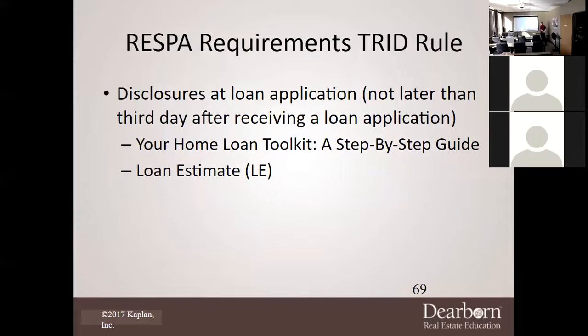Now, RESPA requirements in regards to the TRID rule, basically these are disclosures at the loan application, and they're not later than the 3rd day after receiving a loan application. Your client must, from the 3rd day of receiving the application, get the home loan toolkit, which is a step-by-step guide, and a loan estimate.